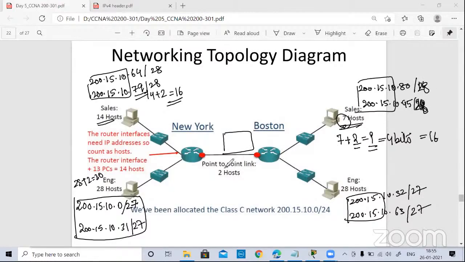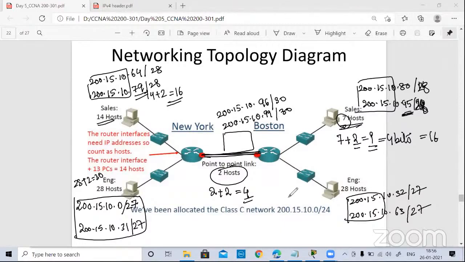Now coming back to the point-to-point link, where I have only a 2 host requirement, but I have to understand it is 2 plus 2, which is 4. So what would be the mask in this case? /30. Because 4 addresses means you require only 2 host bits. So here we'll work with /30. We last ended with 95, so I can take 200.15.10.96/30 to 200.15.10. Just add 3 to this, and we get 99/30.